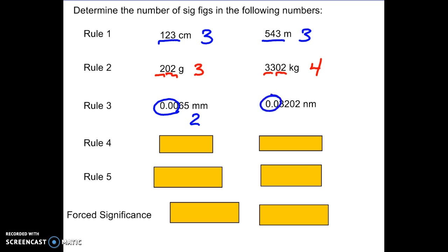We have those zeros, and we have this zero here. Since these zeros are in the front, those are not significant, but this zero here is between two non-zero digits, giving us a grand total of four significant figures.